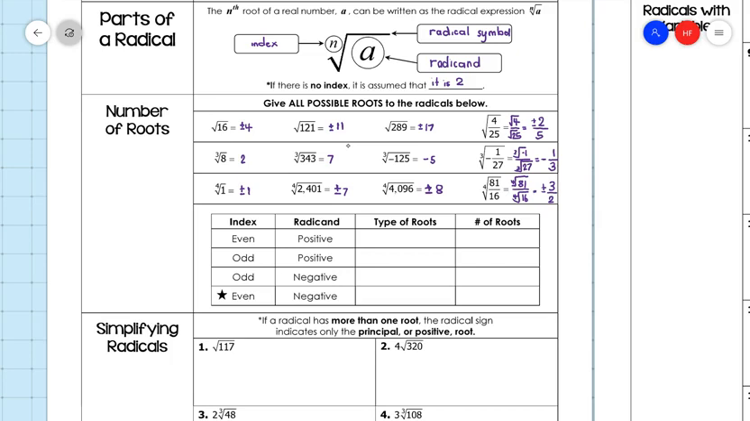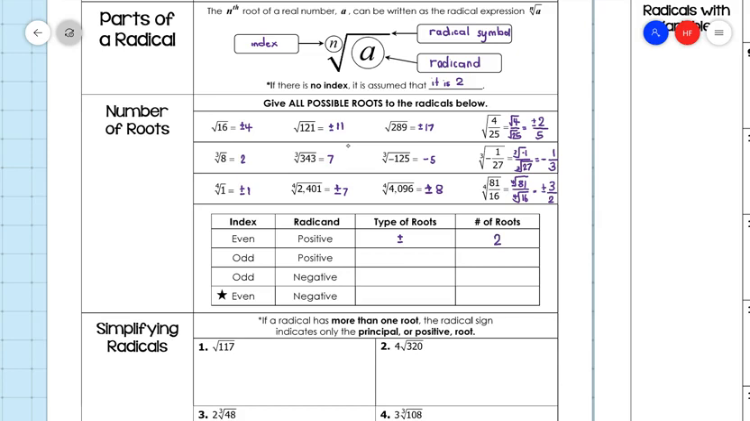So here we have this table that breaks it down for us. If we have an even index, so 2 or 4 or 6, and the radicand, the part inside, is positive, then we're going to end up with positive and negative roots. And we'll have 2 roots.